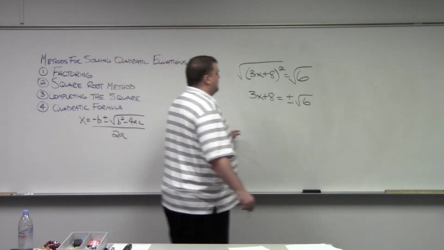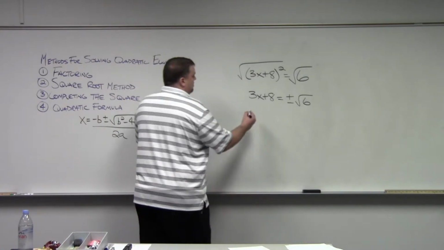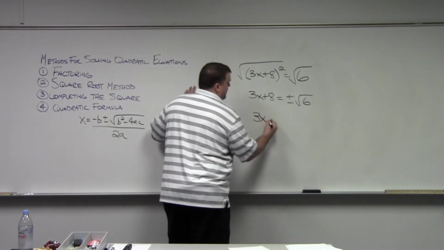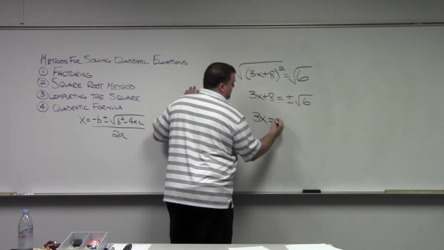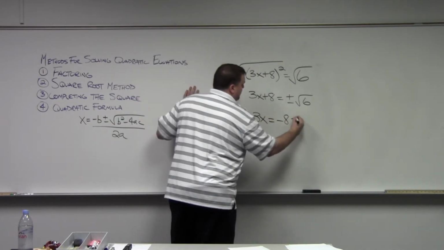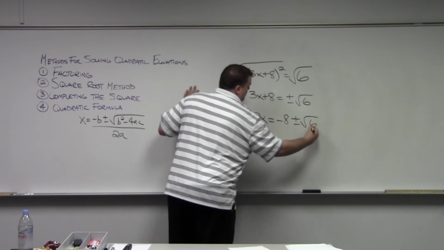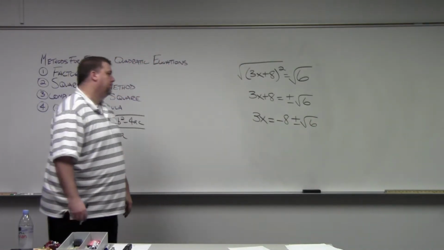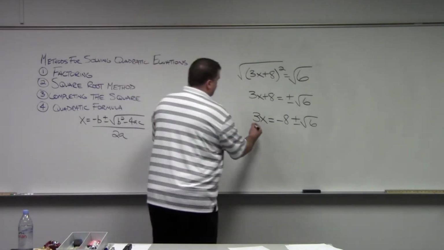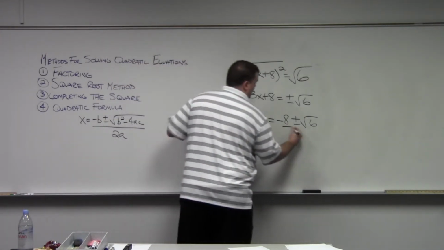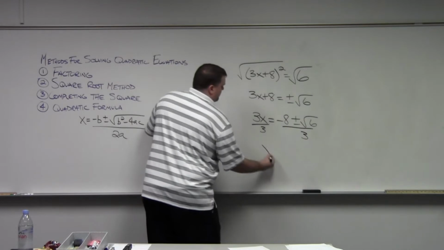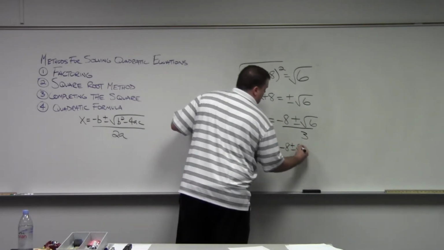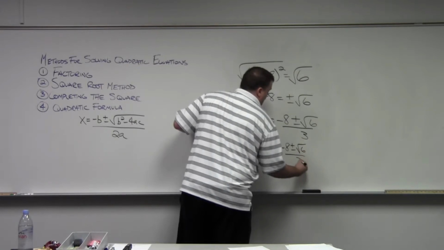Now I just want to get x by itself. I want to solve for x. So what would my first step be? Subtract 8. Subtracting that 8 is negative 8 plus or minus the square root of 6. And my last step would be to do what? Let's divide by 3. So x ends up being equal to negative 8 plus or minus the square root of 6 all over 3.